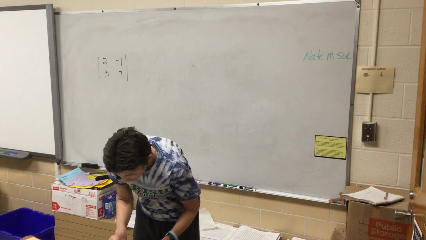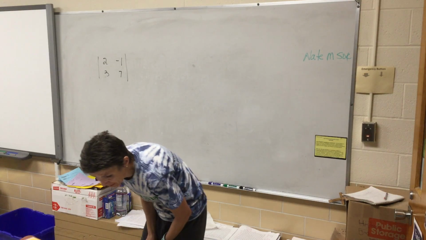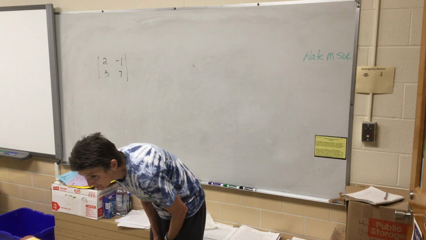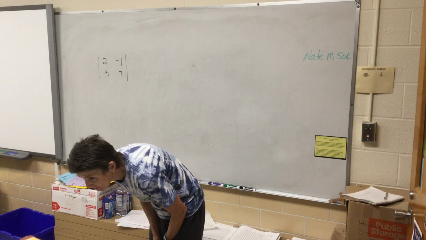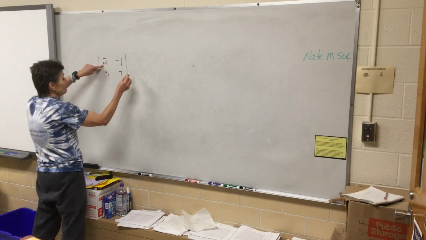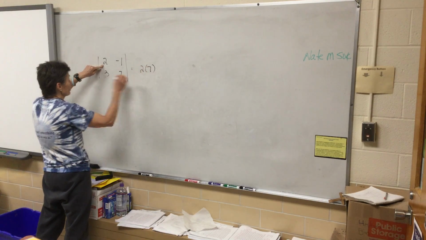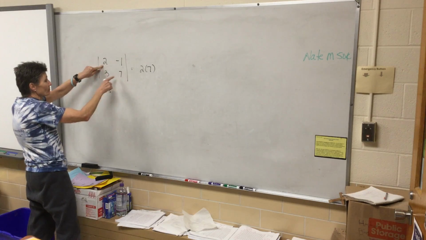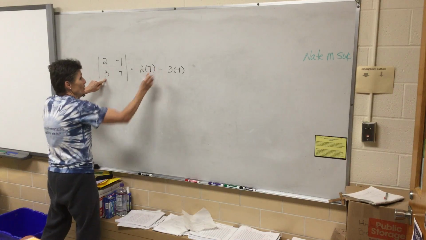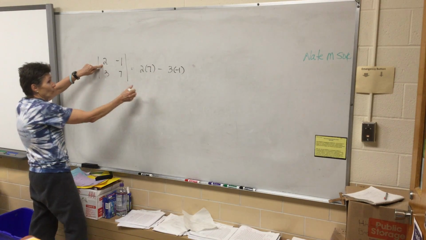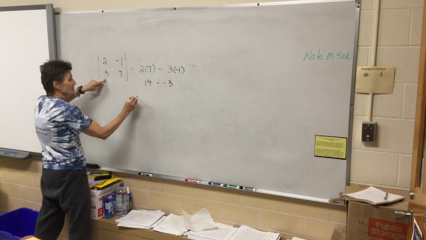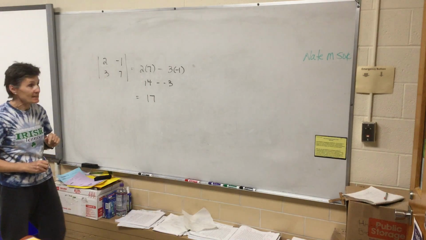Does anybody remember, or can you look at the problem above it that we did the other day? Can you remember how to do this? No? Well, it's really easy. Just got to remember it. We take 2 times 7. Look at my hands. 2 times 7. We take 3 times -1, and we subtract those. So 2 times 7, 14, minus -3. So the answer to that problem is 17.